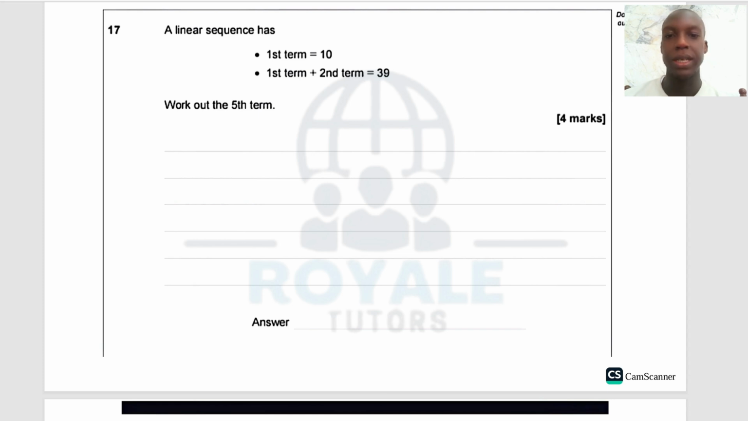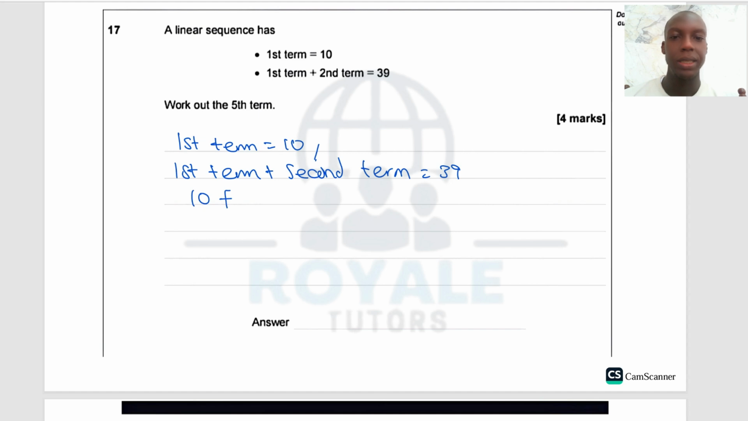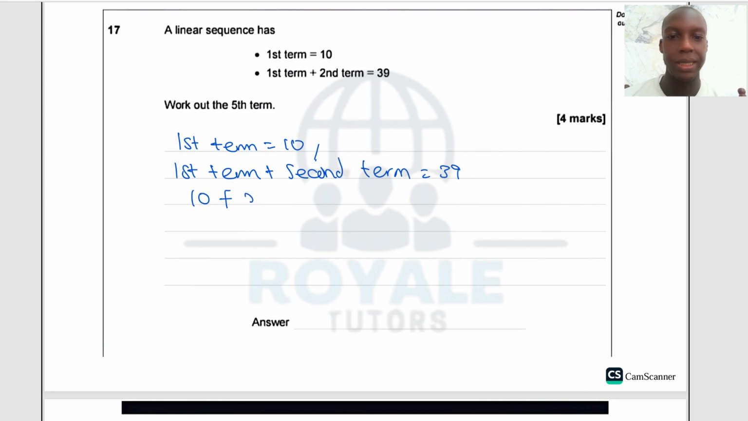All right, good. Since the first term is 10, and we also know that the first term plus the second term is 39, it means that the first term, 10, plus the second term, which we don't know, let's assume is x, is equal to 39. So x is obviously going to be 39 take away 10, and that's 29. It means that the second term is actually 29.